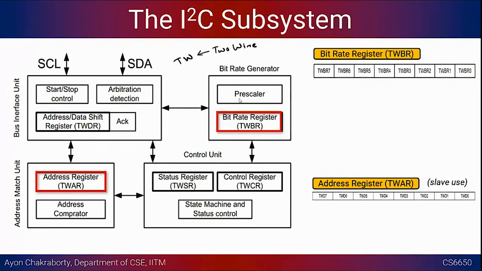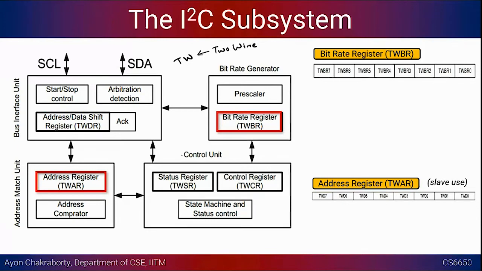Next is the address register. This is used in the slave devices because they are going to look at the SDA pin, the data bus, and check whether the requested address is matching theirs, right? So there is an address comparator, and the address register will have the address that is there in the SDA bus, and it is going to compare that, and if it matches, it is going to respond, otherwise not. So this will only be used if you are trying to program a slave device.